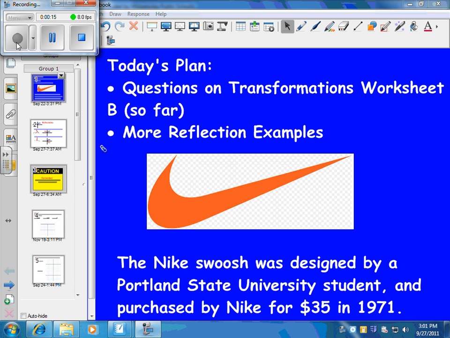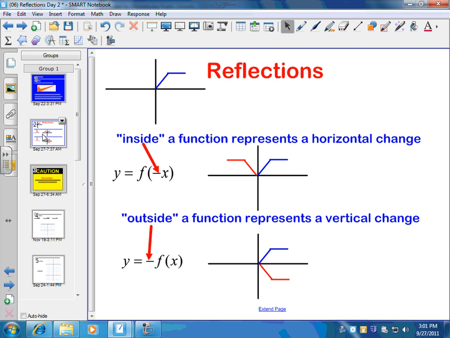And the first thing I want to comment on is a little bit of a review from yesterday. When we're dealing with reflections, if the negative sign is inside of the function, remember it ends up being reflected over the y-axis. So that represents a horizontal change we talked about yesterday. And if it's on the outside of the function, remember it's going to be reflected over the x-axis. Okay. So those are the two reflections that we've talked about.